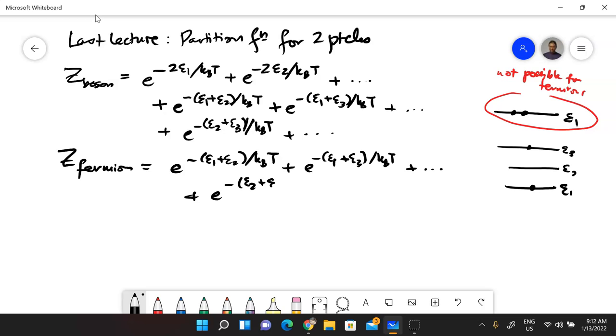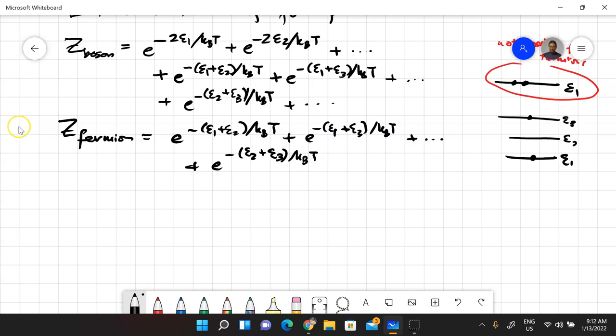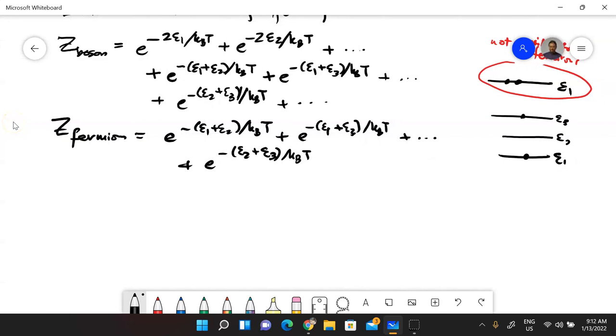I'm rewriting this so that we can compare. Let's move this up a little bit. Remember, this classification between fermions and bosons is due to exchange symmetry. In other words, for identical particles, due to the exchange symmetry, you will not be able to distinguish them.